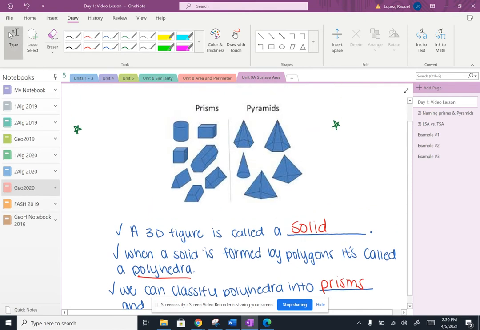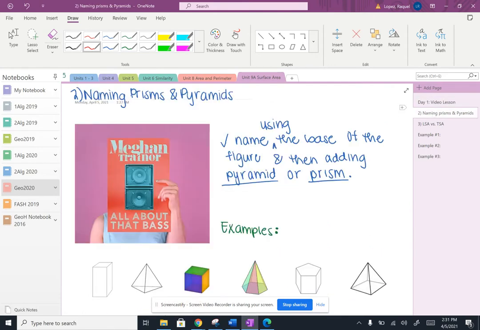Now, a couple things to note about prisms and pyramids. Prisms have two bases, and we'll talk about what bases are in just a moment, whereas pyramids only have one base. And if you notice, all pyramids have at least one vertex up at the top where their lateral faces meet. Okay, so those are just some differentiating things to tell you the difference between prisms and pyramids.